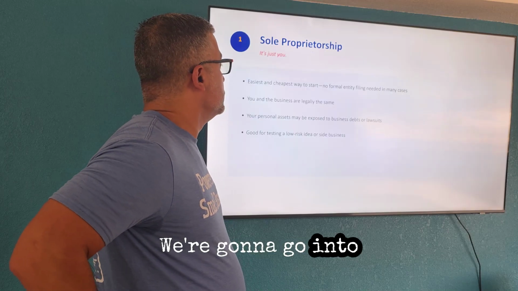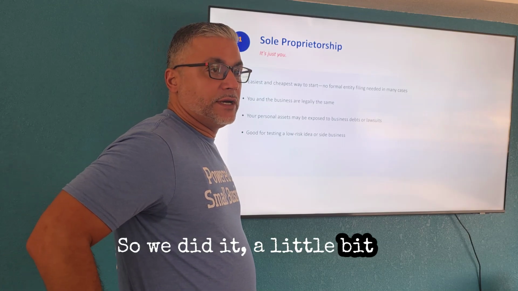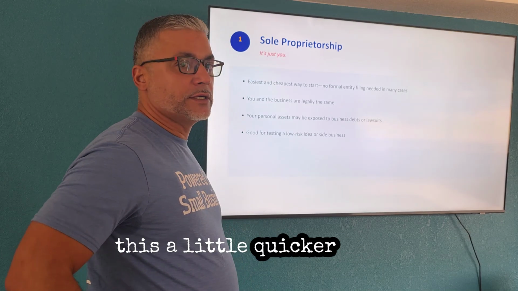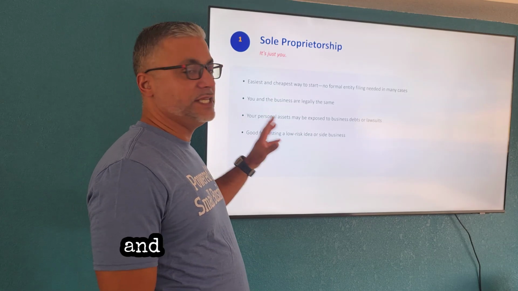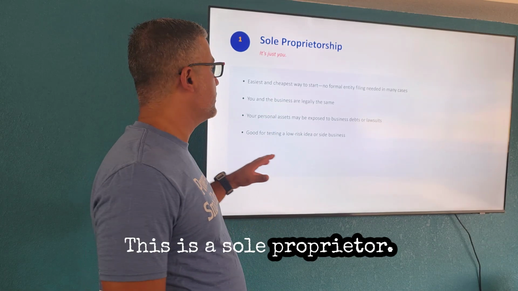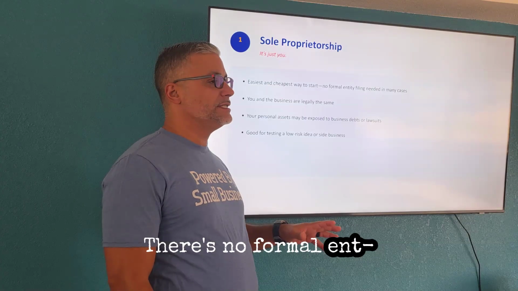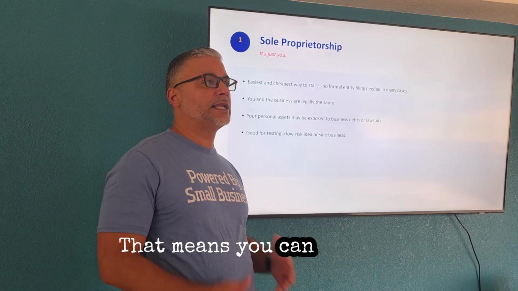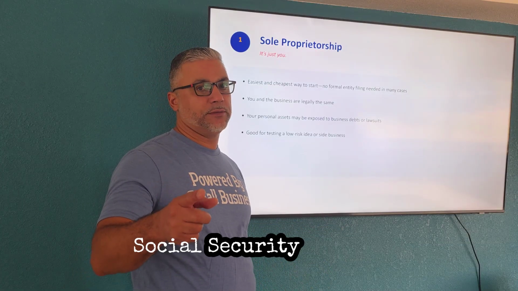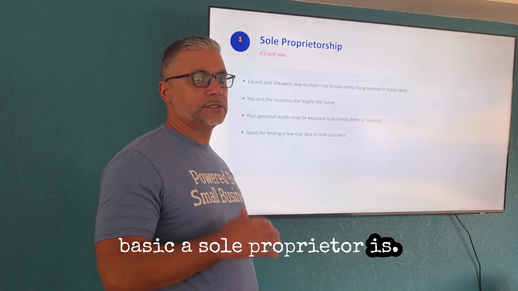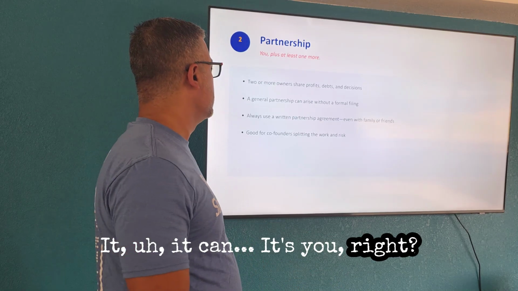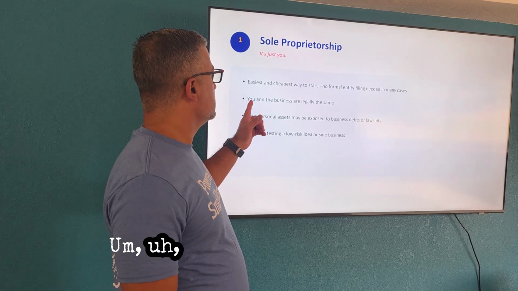We're going to go into the different ones. We did a little bit of it, so now I'll run through this a little quicker because I did this in that graphic. It's the easiest and cheapest way to start. This is a sole proprietor. There's no formal entity filing needed. That means you can operate your business with your social security number. That's how basic a sole proprietor is. It's you, right? Yeah, we can go to the next one.